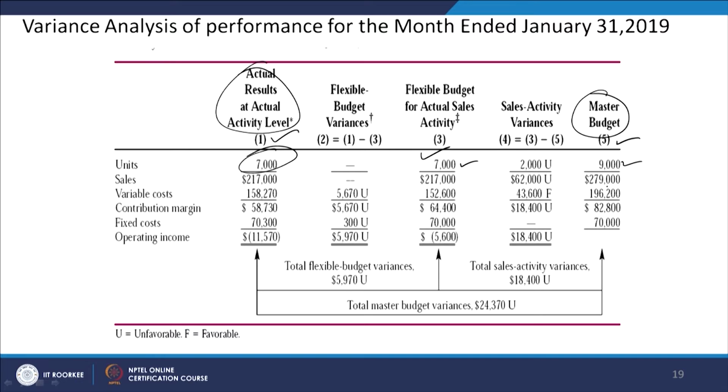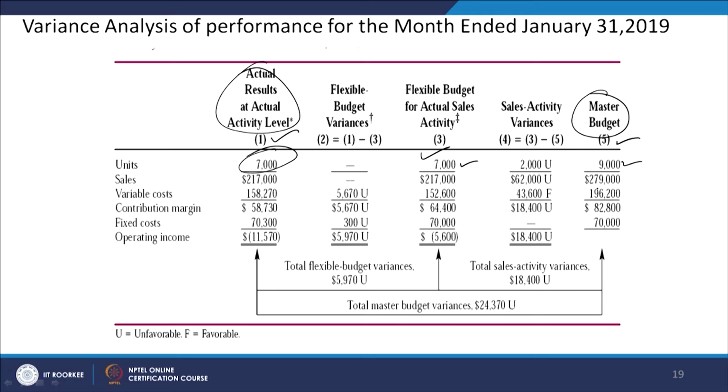So, there is a variance of $62,000 because the selling price remains the same, but the number of units has come down. Naturally the sales value will come down and there is a variance which is unfavorable. It is the same because the number of units has come down by 2000.